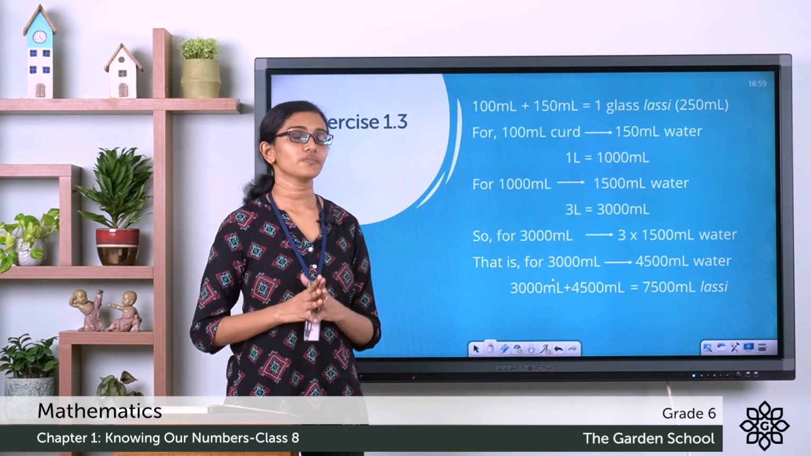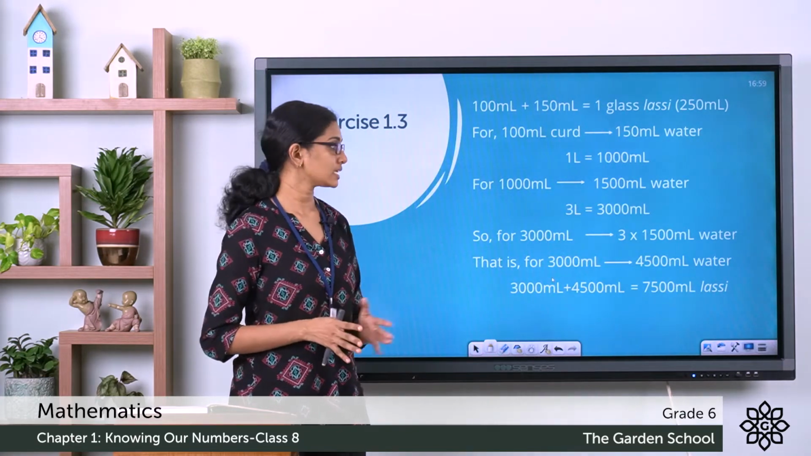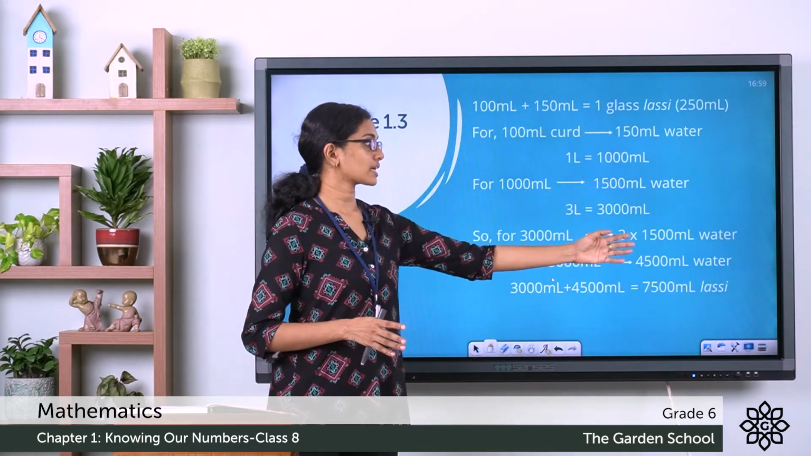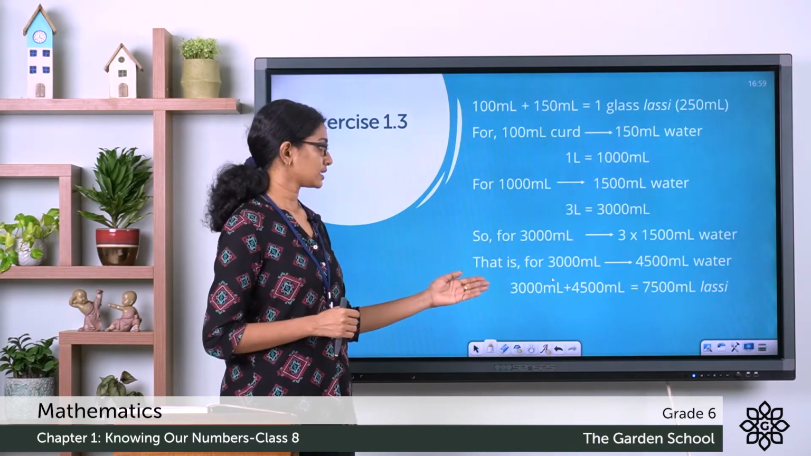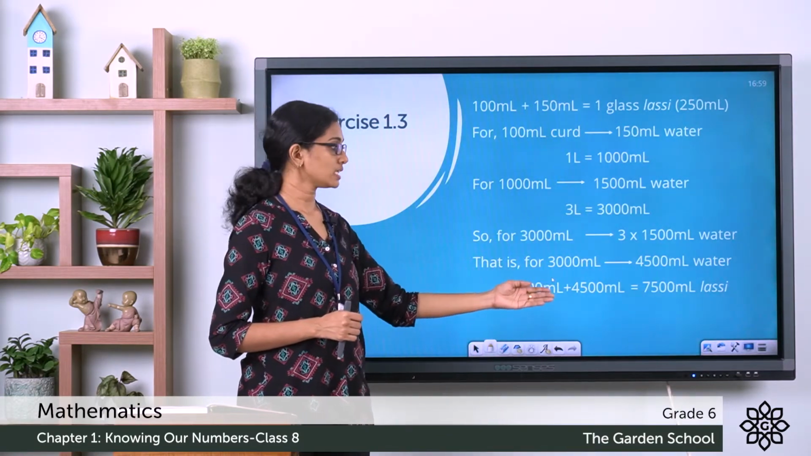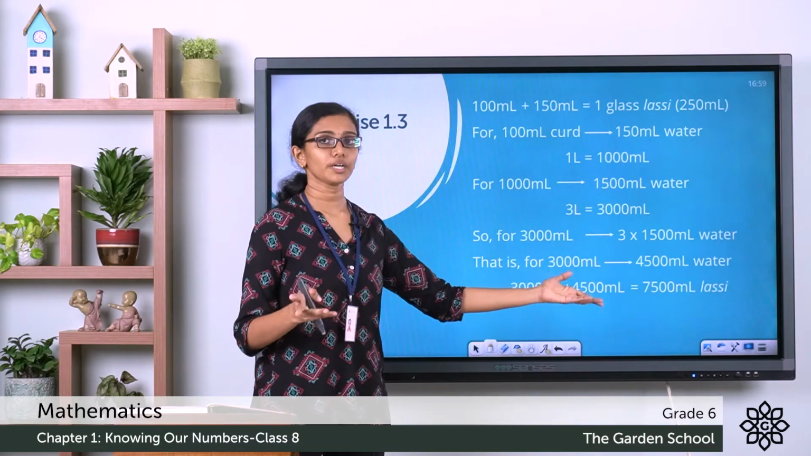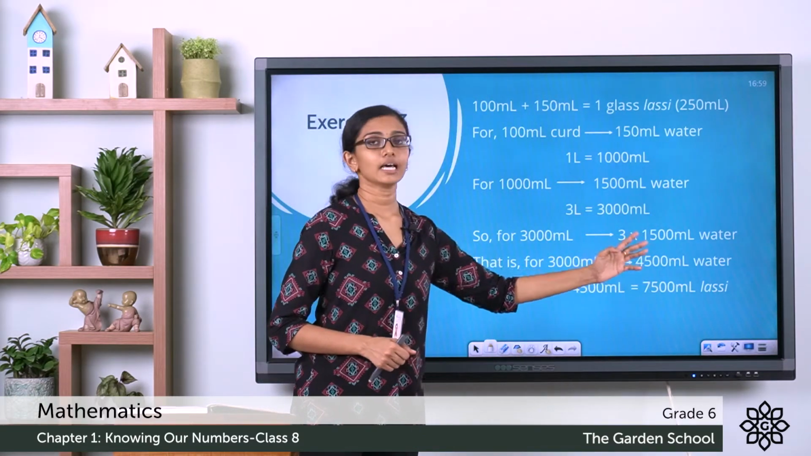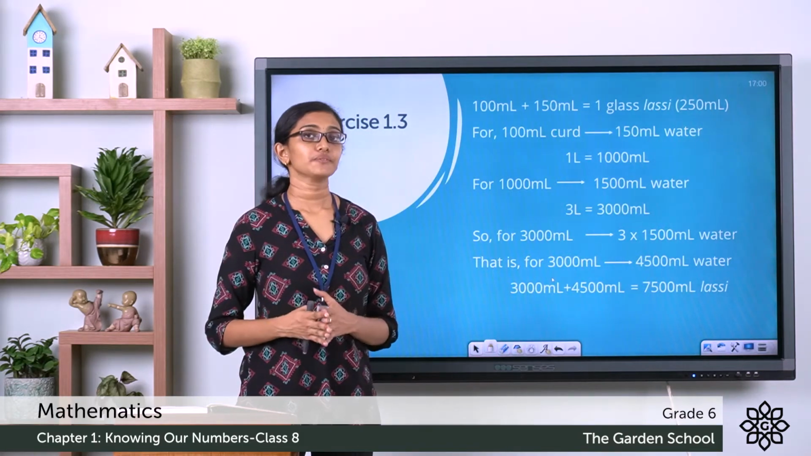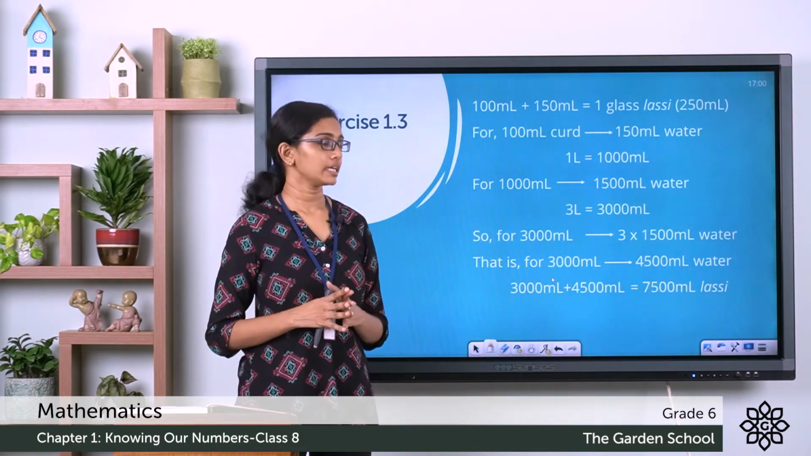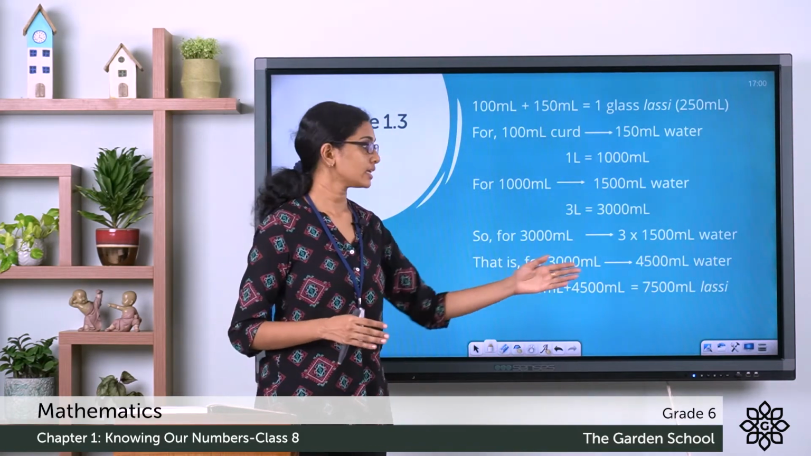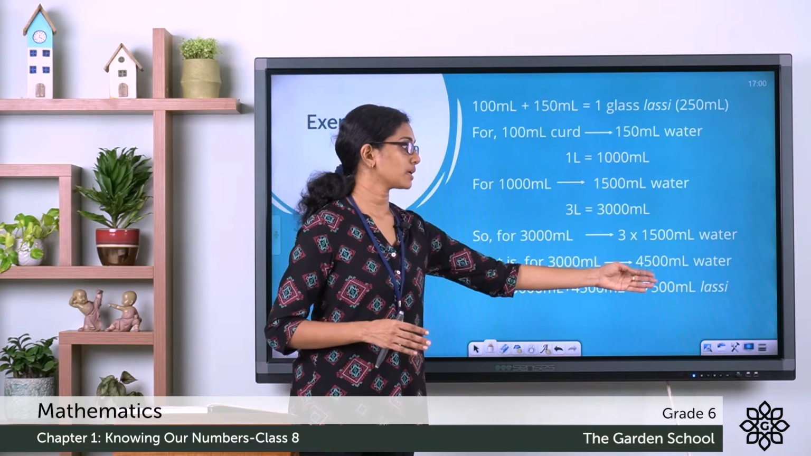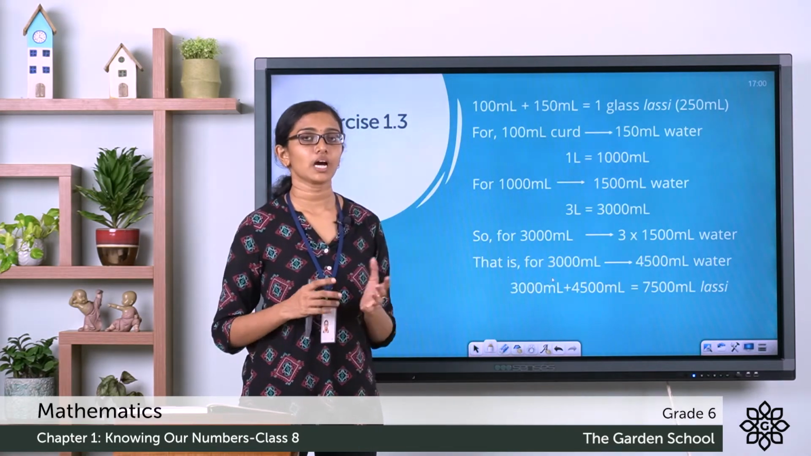So for 3 liters of curd, how much water does he need? He needs 4500 milliliter water. 3000 milliliter curd plus 4500 milliliter water will give him 7500 milliliter lassi. And we have to find out how many glasses he will need to divide this 7500 milliliter lassi. How do we do that?